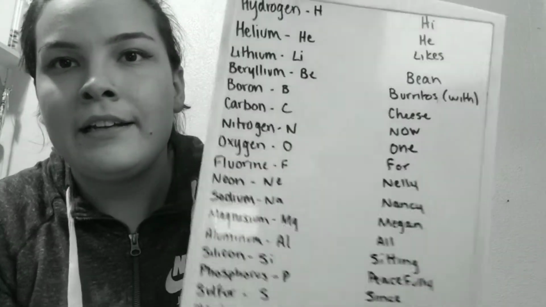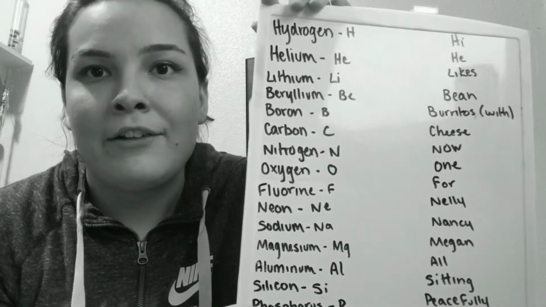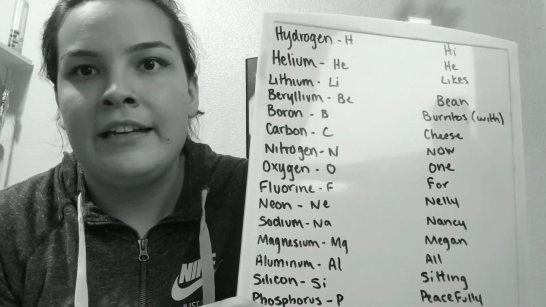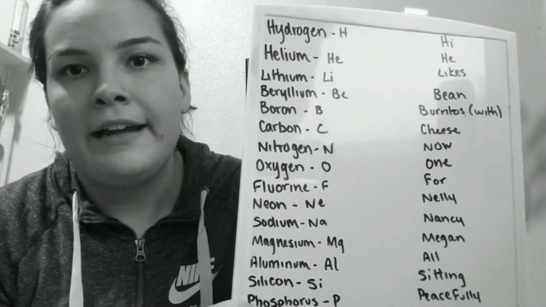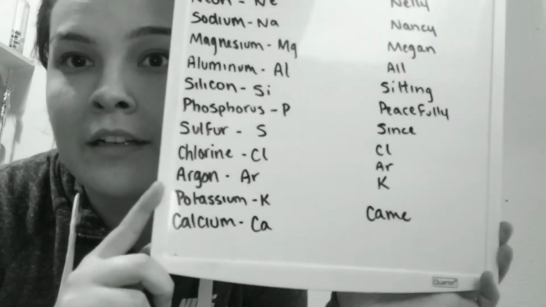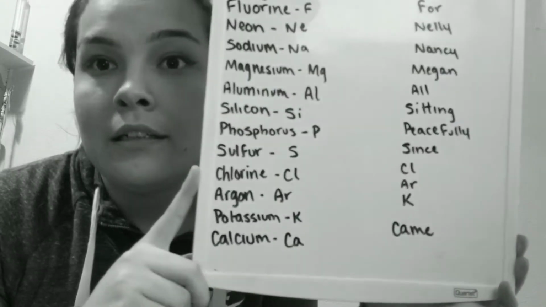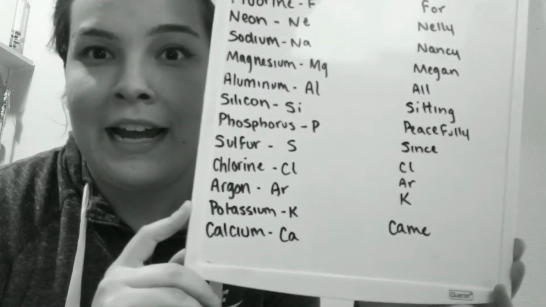And here you can see each word with which element they represent. So hydrogen, hi; helium, he; lithium, likes. At the bottom, you can see that Clark represents three symbols: chlorine, argon, and potassium. I did that because I thought it was just easier to memorize one word rather than three different words for chlorine, argon, and potassium.